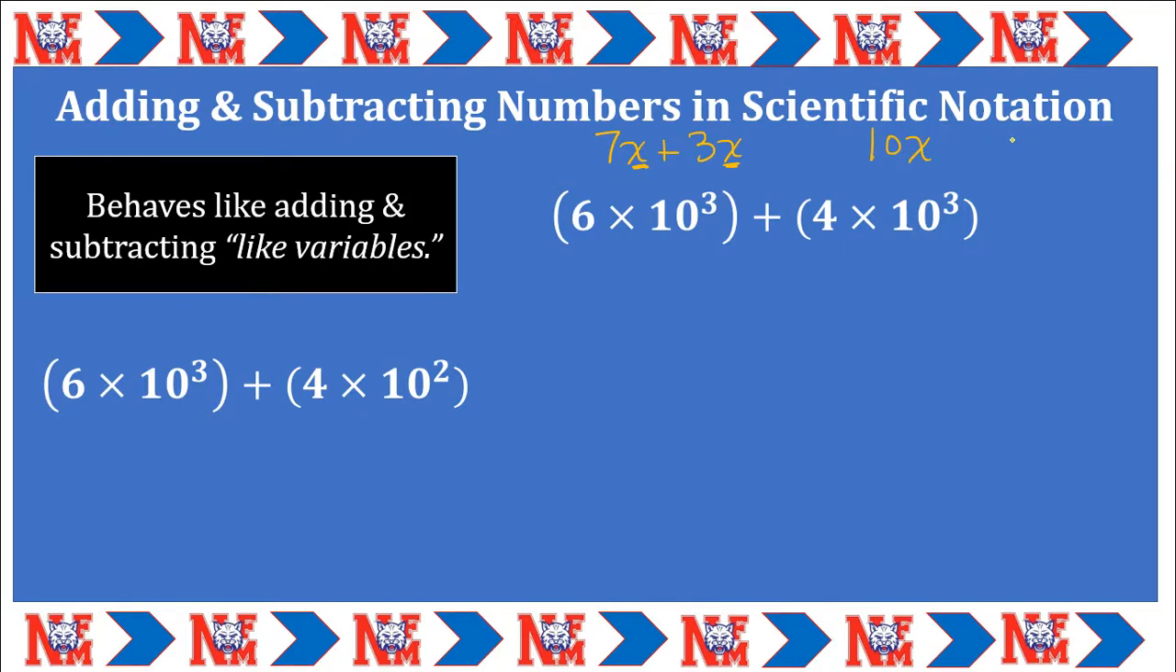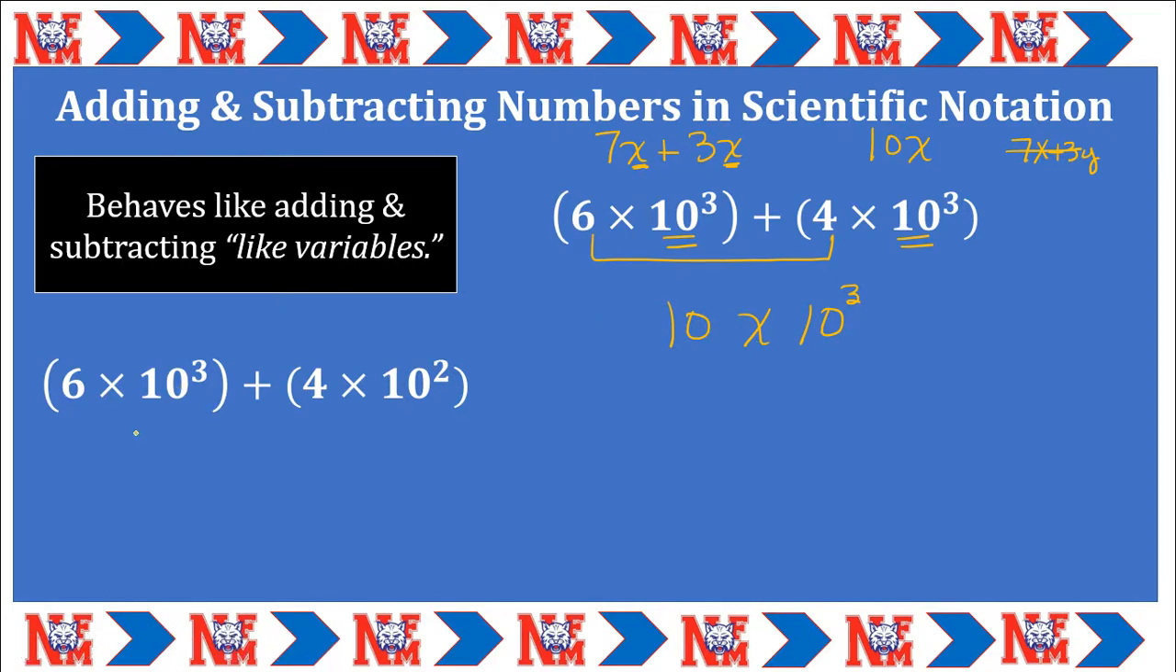If I have 7 x's and I add 3 more x's, I still have just x's, but I have 10 altogether. If we had 7x plus 3y, we could not combine those. They are not like terms. Same goes for when we are adding or subtracting numbers that are written in scientific notation. In this example, our power of 10 is the exact same, 10 to the third times 10 to the third, so we can combine this easily. We add the coefficients, 6 plus 4 is 10, times the like power, 10 to the third.